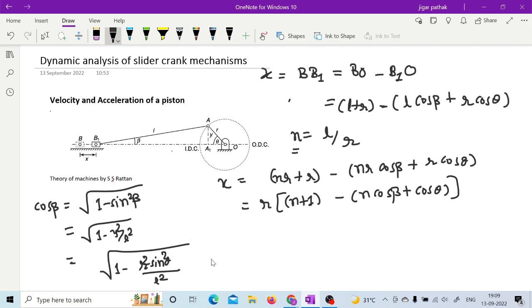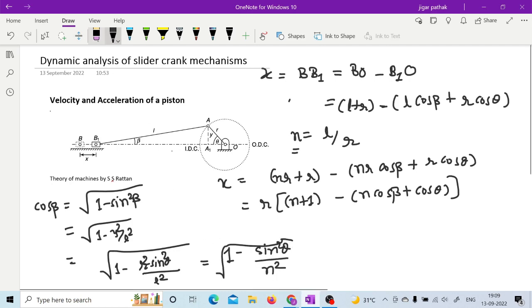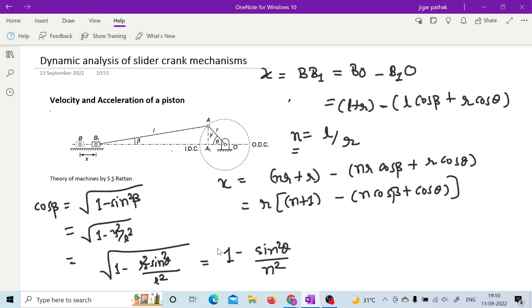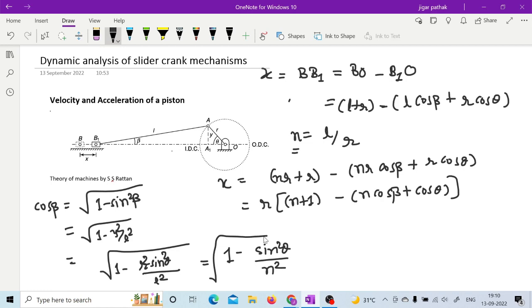Right. Now as you have defined N equal to L by R, if you take R in the denominator, then you have 1 minus sin squared theta upon N squared. Let me clearly write this. So it is the square root of 1 minus sin squared theta upon N squared. If you further simplify it, then your cos beta can be given by 1 upon N times the square root of N squared minus sin squared theta.